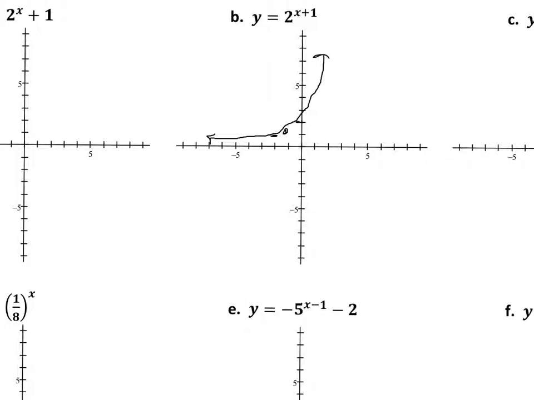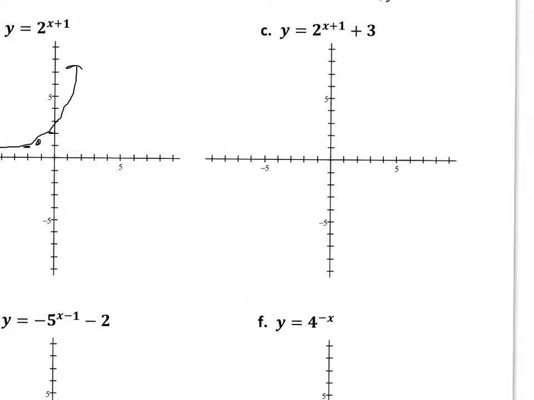So you go 2 to the -2nd, and then 2 to the -1, and 2 to the 0. Yes, I think that's right, because I shifted it to the left. Correct. -2.